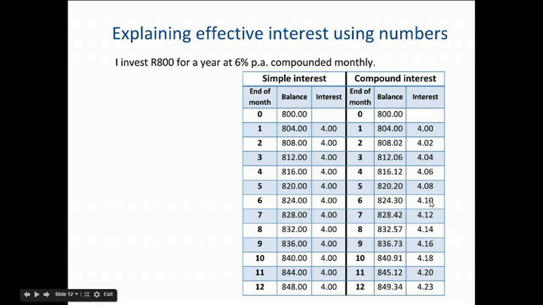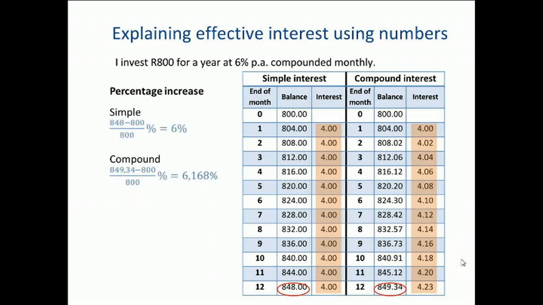It looks like the pattern is always 2 cents. It's not really the case. It's about the rounding. Finally, you do see it jumps by 3 cents from month 11 to month 12. But the key thing here, as we look down the columns of interest, is that the total amount is different. So where the one was 48 Rand, the other is 49 Rand 34. It's not a big amount of change, but the change is really important.